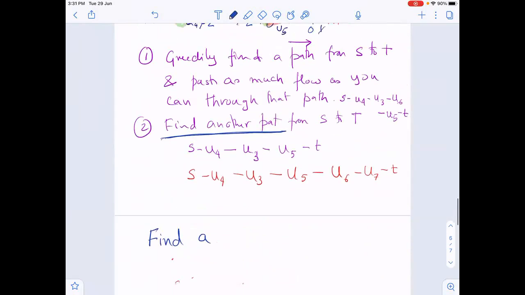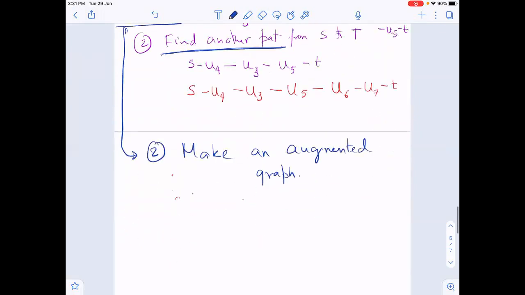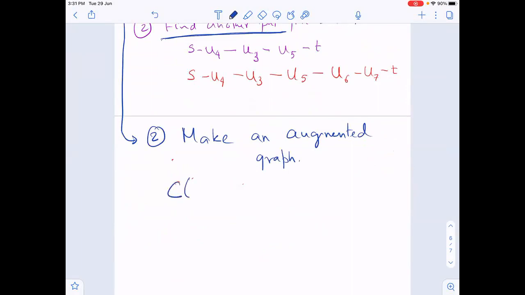So after you have done the first step, the next step would be to make an augmented graph. What does augmented graph mean? Augmented graph means the capacity of every edge becomes the original capacity of the edge minus the flow that you are sending through it.